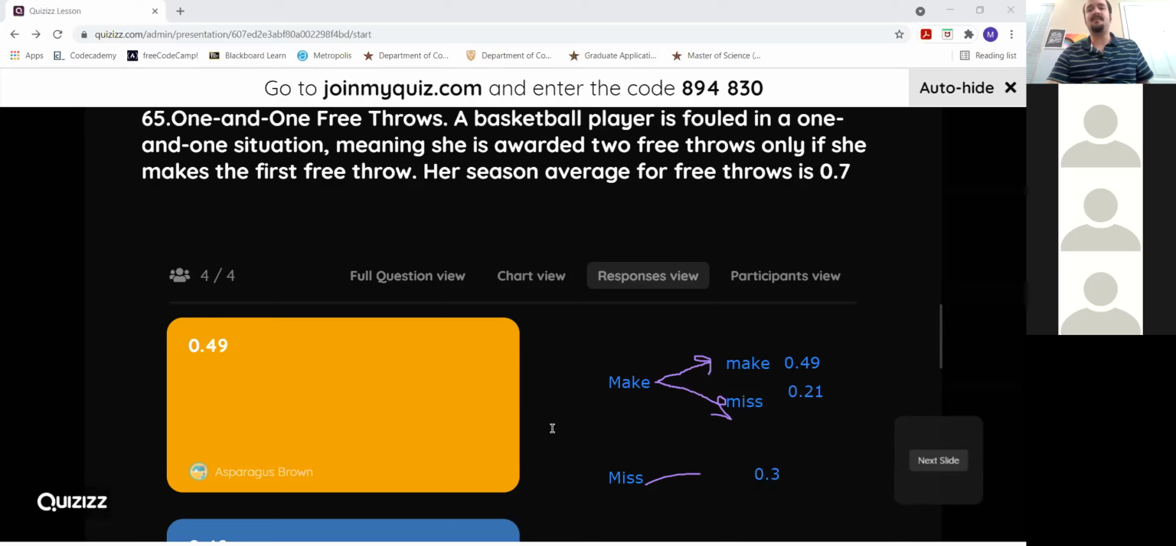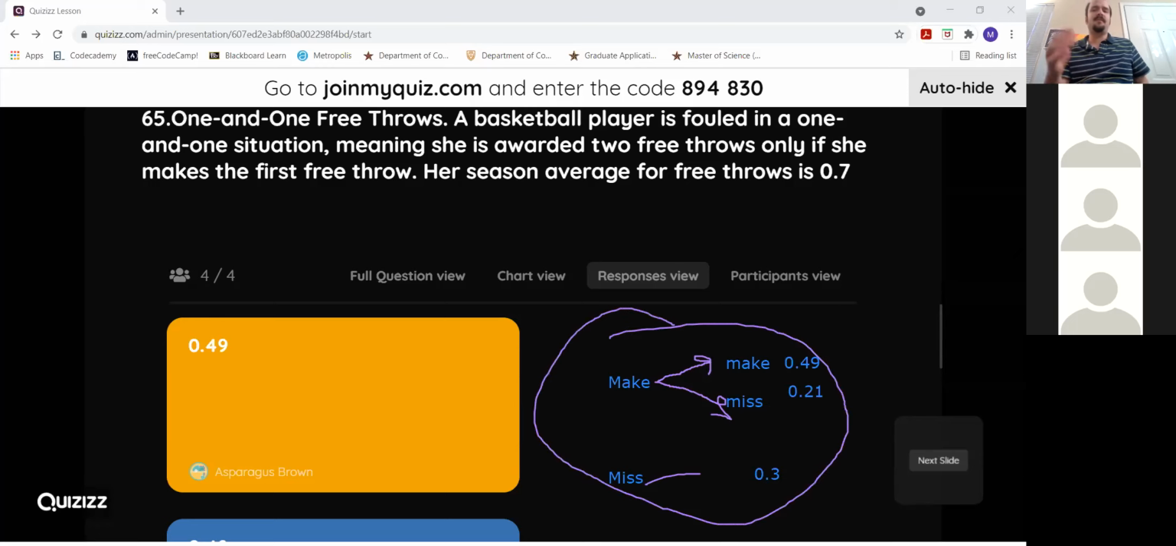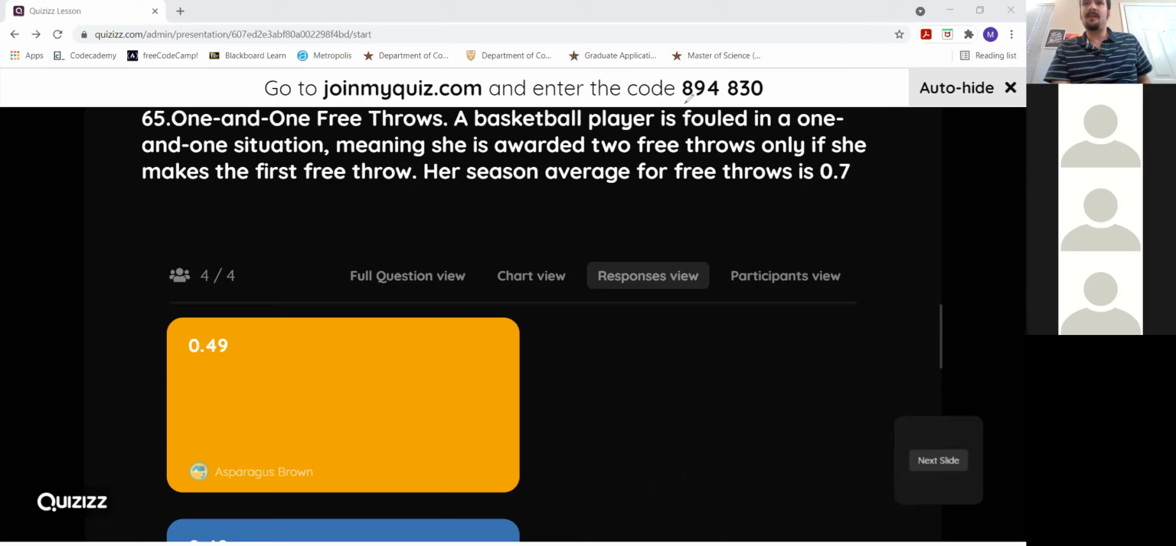And if we add all these together, guess what? Let me double check. Yes, it should add up to 1. One of these things is going to happen, right? If she does free throws, she's either going to miss it and she's done, make it, or make it and miss it. So if we add these up together, this should be every possible thing that could happen. We should add up to 1. Are there any questions about anything we did? Because that is my final problem for you today.